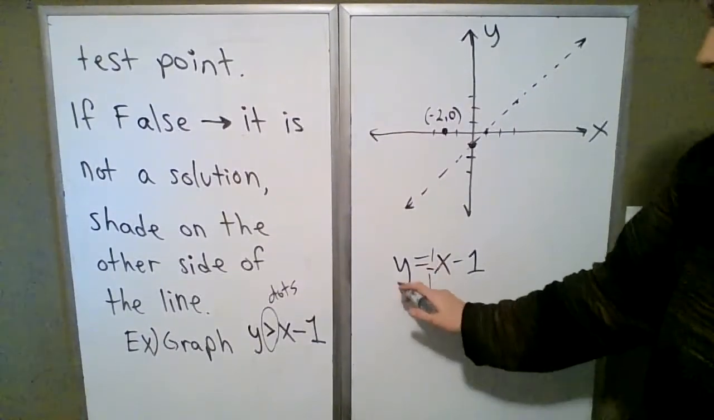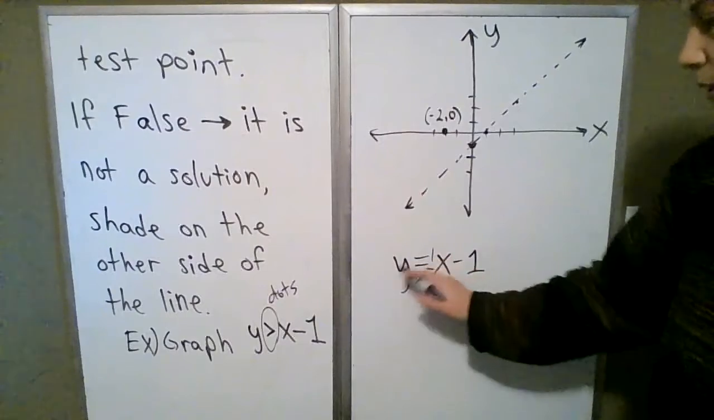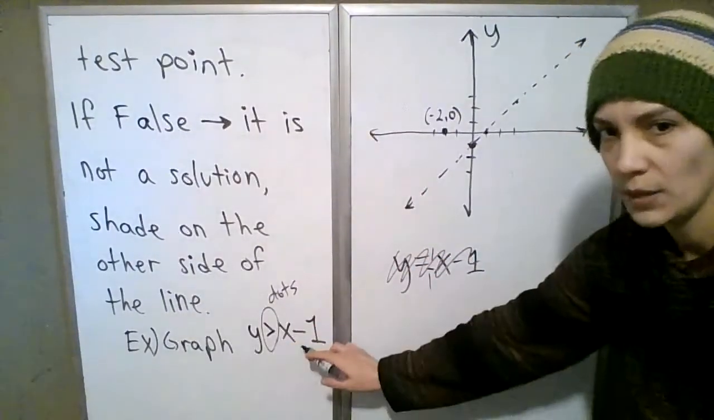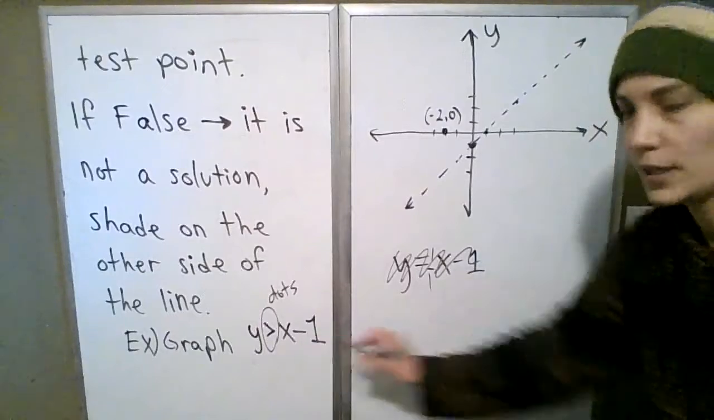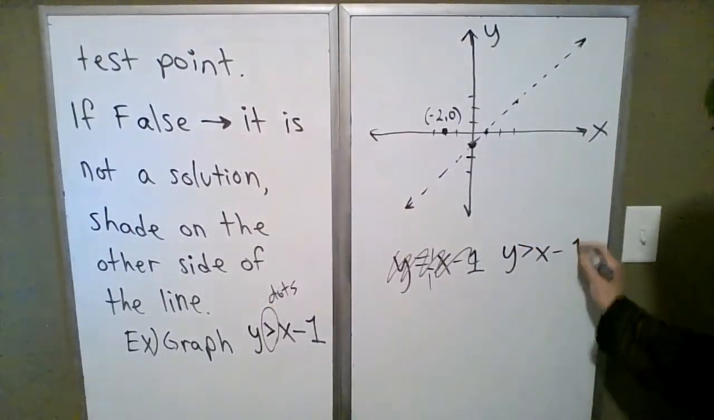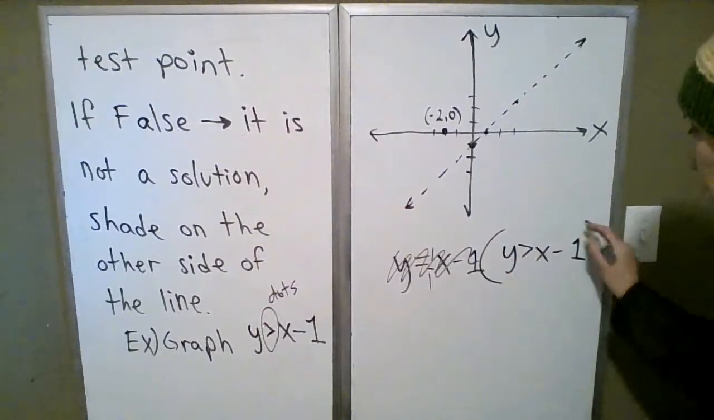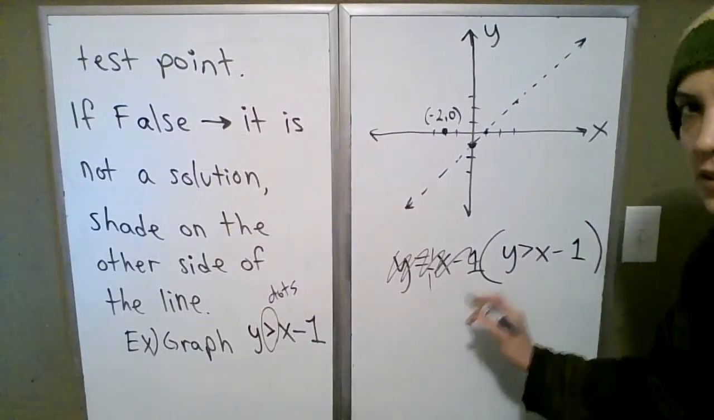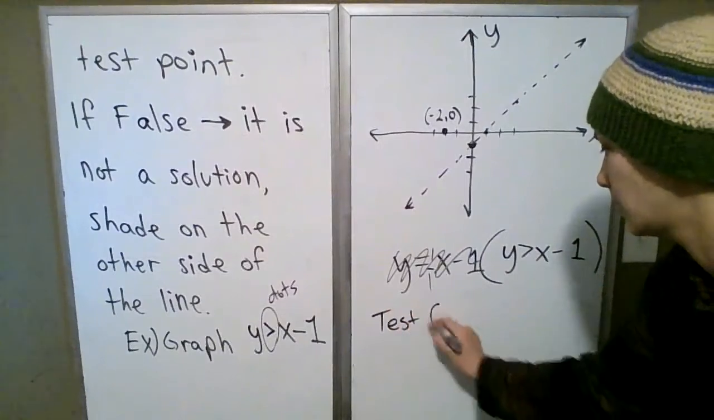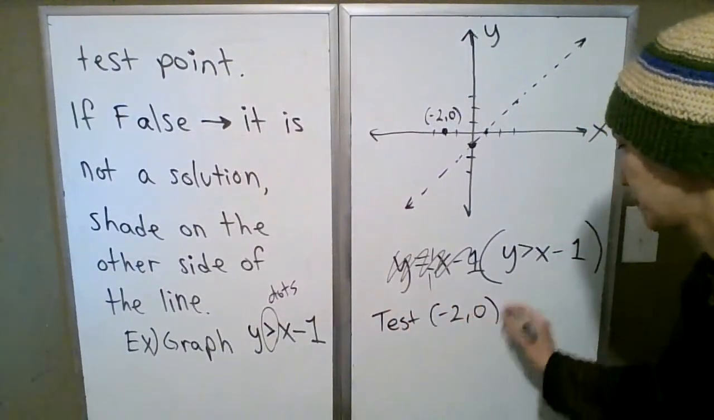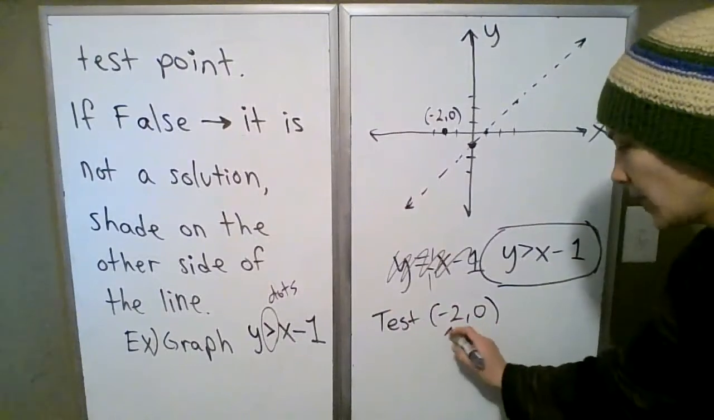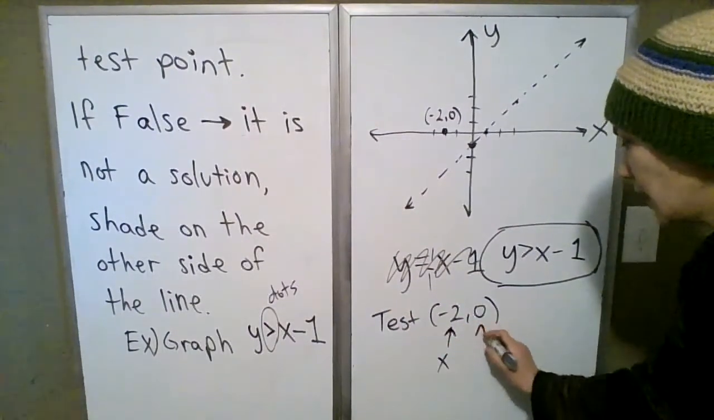And now once you've got the boundary down, you want to go back to the original symbol that you had, the y greater than x minus 1. Okay, it's in this part that we're going to test -2, 0. This is my value of x. This is y.